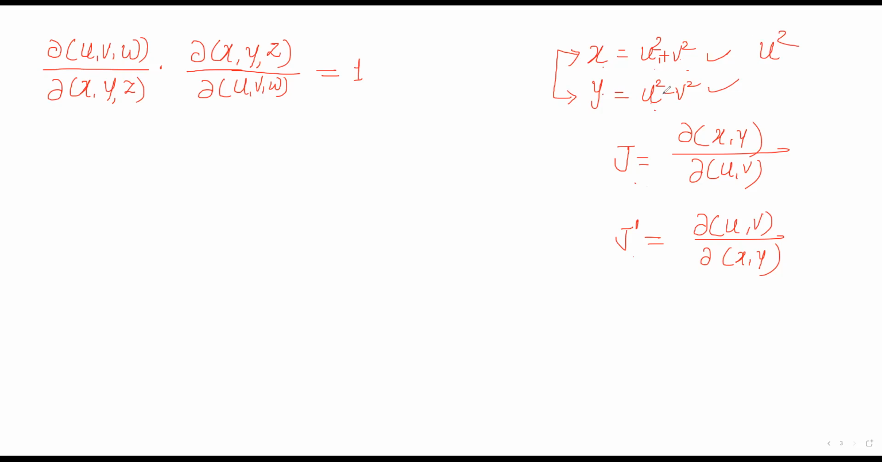Just adjust the term and take that thing, u in terms of x and y, v in terms of x and y, and then only you can find out J dash. Otherwise you cannot find out that J dash. And lastly, we have to prove by using J into J dash is equal to 1. Okay, so let us see first example.